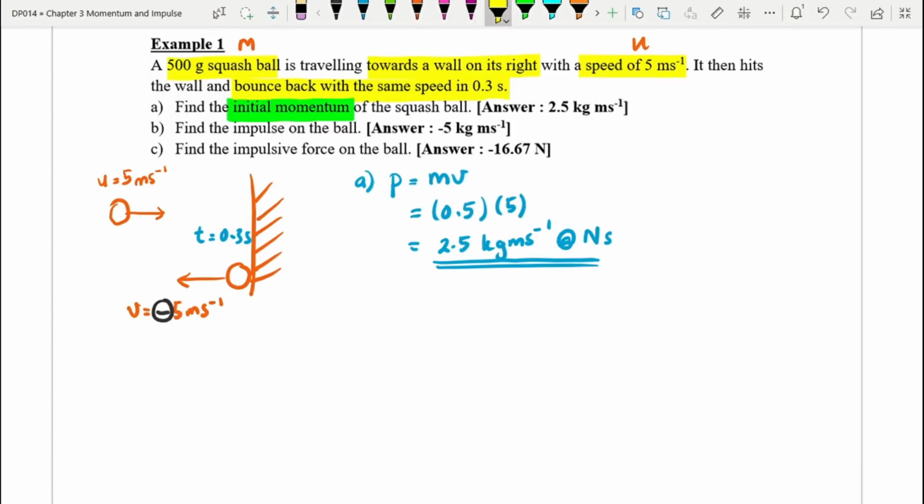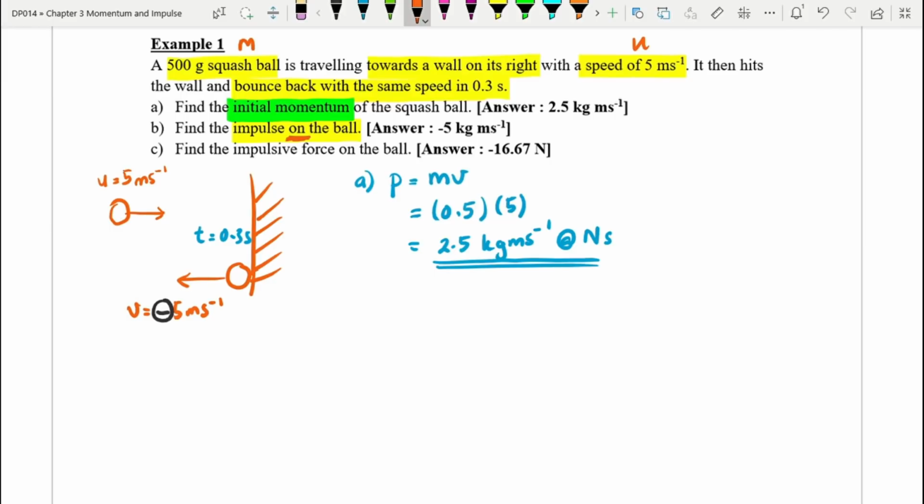The question asks to find the impulse on the ball. Okay, I already changed the question from "off" to "on" here. So that you are clear about what you want to find: impulse on the ball. So we can imagine it as the force acting on the ball.